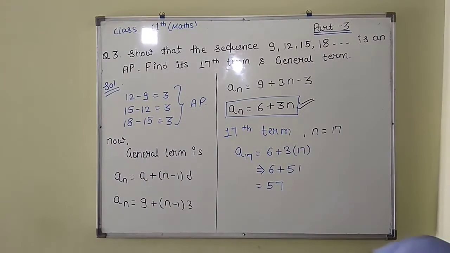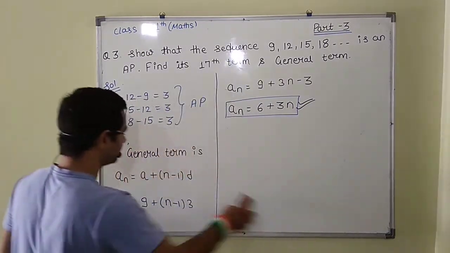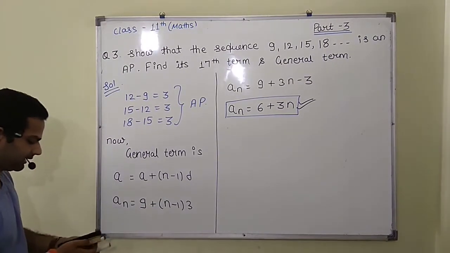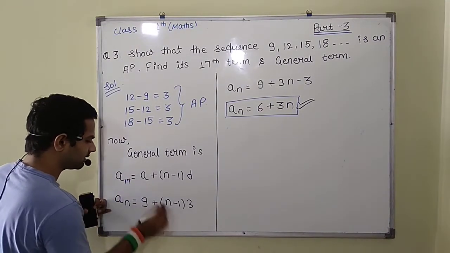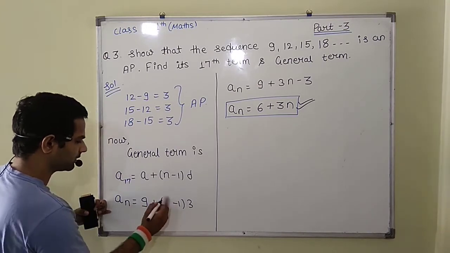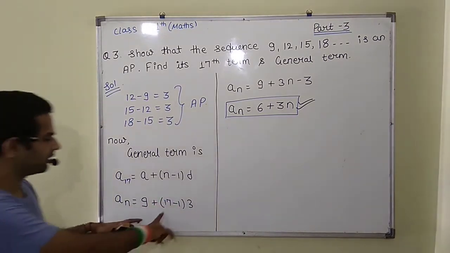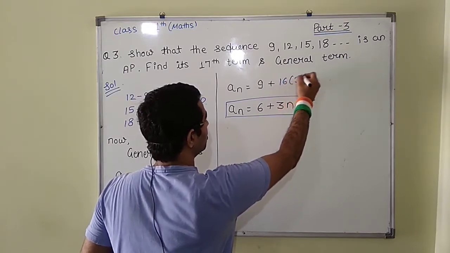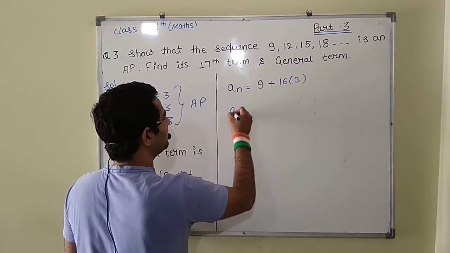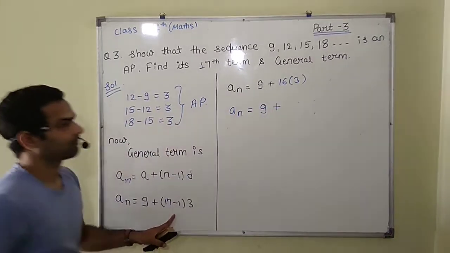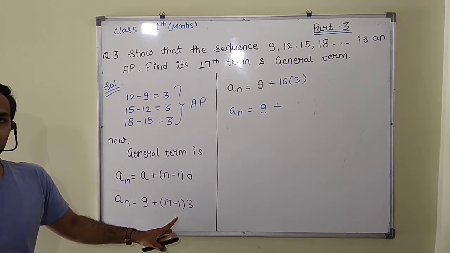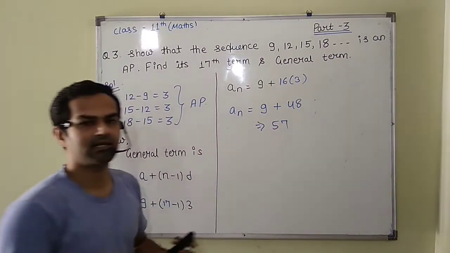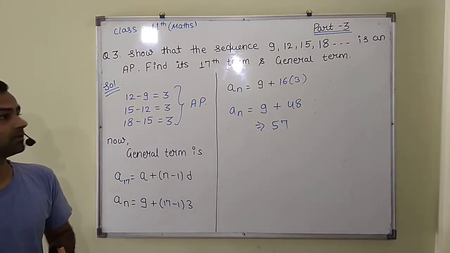There is another way to find this 17th term. We can directly put in this formula. This is our general term formula. So if you want to find the 17th term, we can directly put here the value of n. Okay. So you can see that n is equal to 17. So here 17 minus 1, which is equal to 16. And 16 into 3. What is the value of 16 into 3? 48, and 48 plus 9 is equal to 57. See, again the same answer has come. So in this way we can find any term in the sequence.